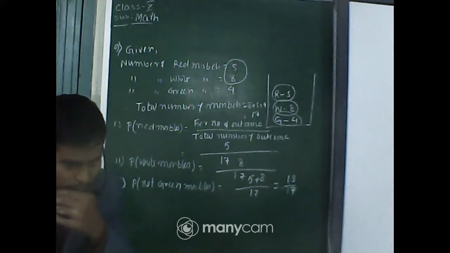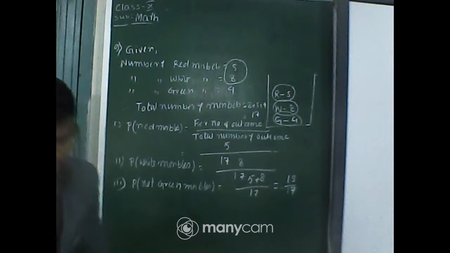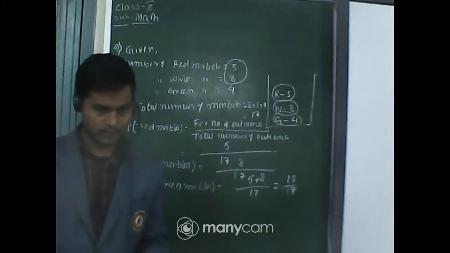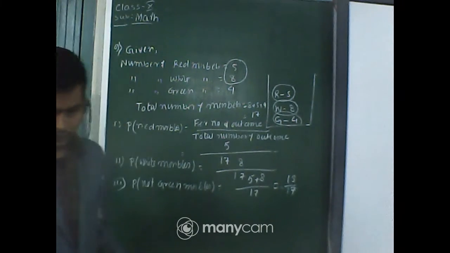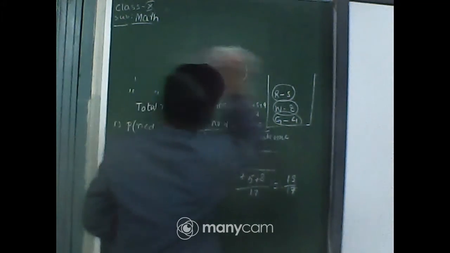Yeah, you can write 17 minus 4 also, Srijan. You can write 17 minus 4. No problem in that. Okay, question is completed. Now tell me, any problem from your side? No. Okay. Rubbing the board.